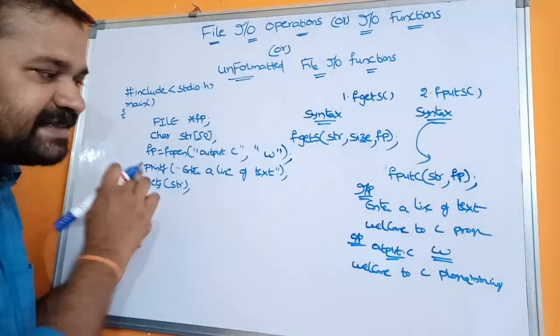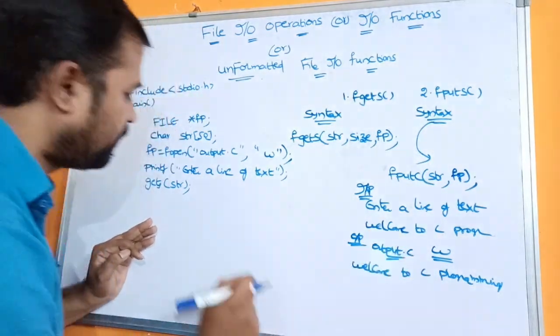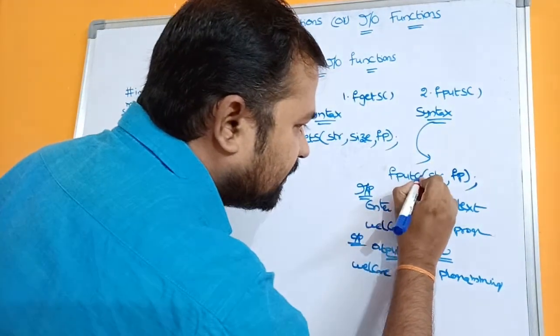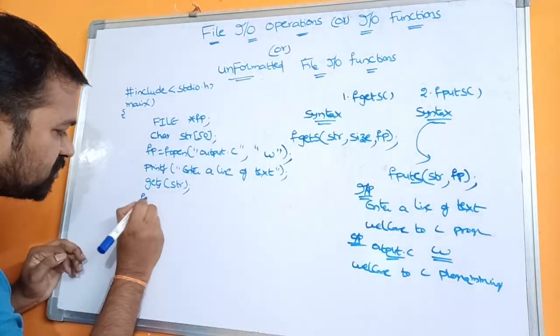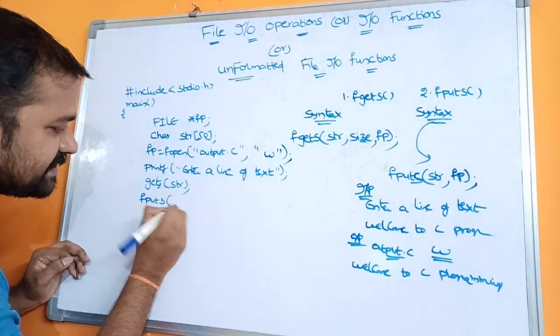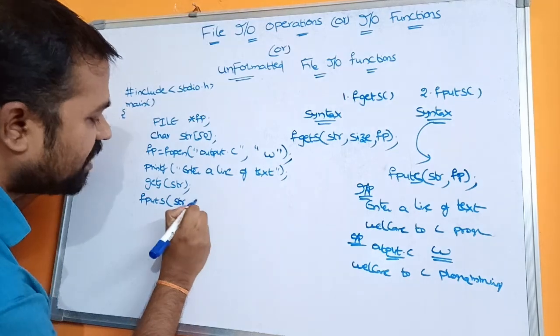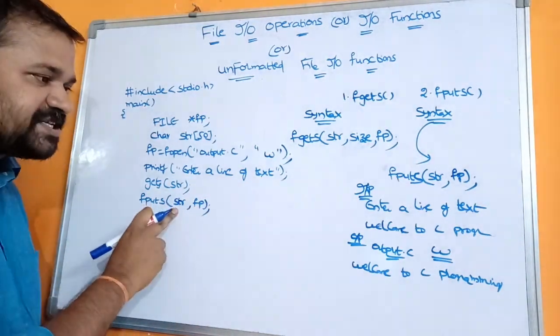Now we have to write this content into the file output.c with the help of the fputs function. What is the function? It's not gets, it's fputs. So fputs of, what is the syntax here? The name of the variable. What is the name of the variable? str comma fp.